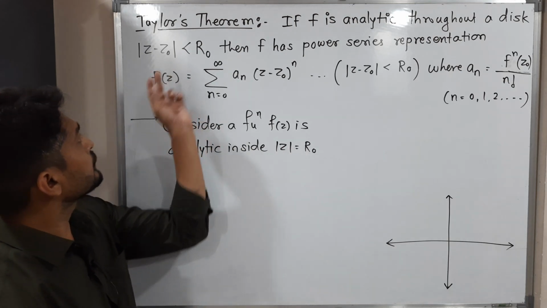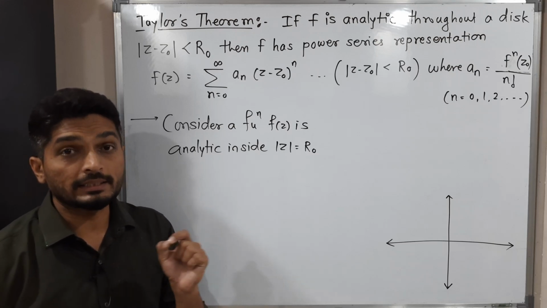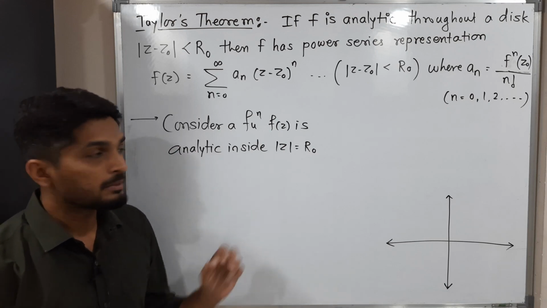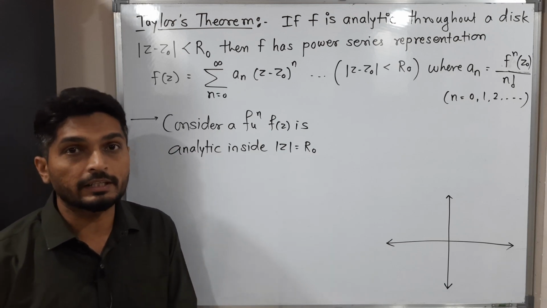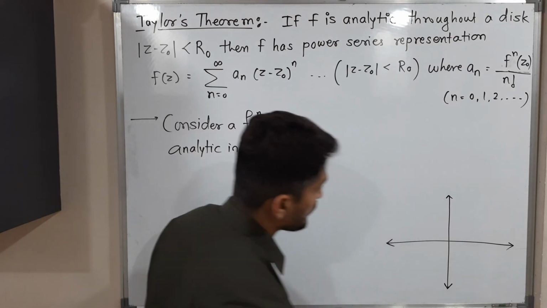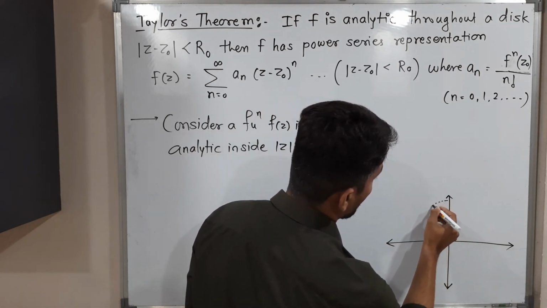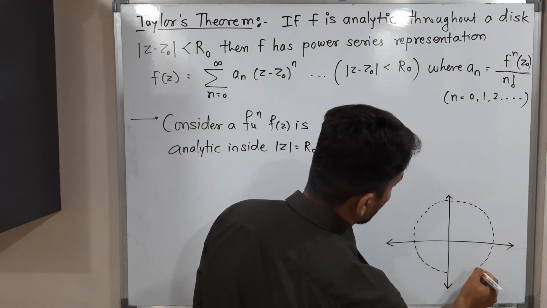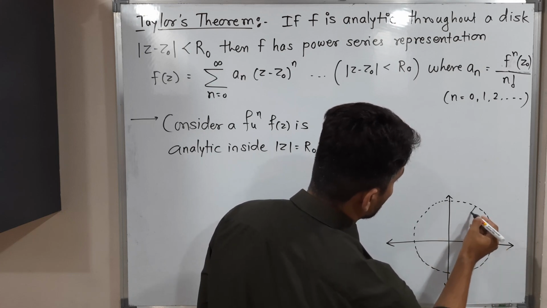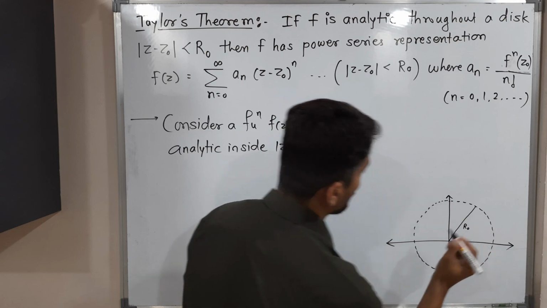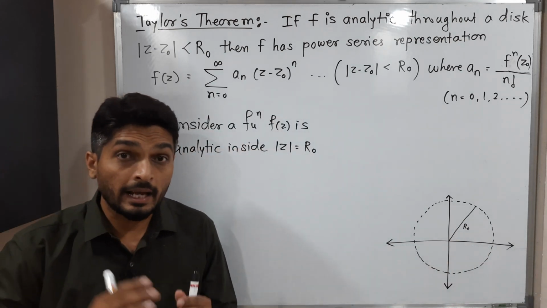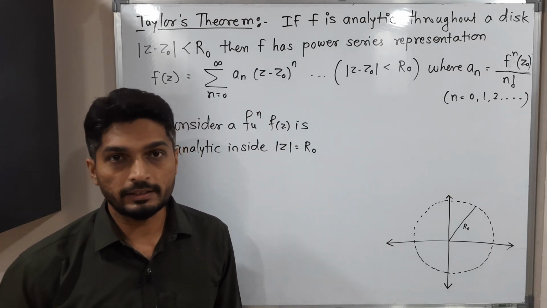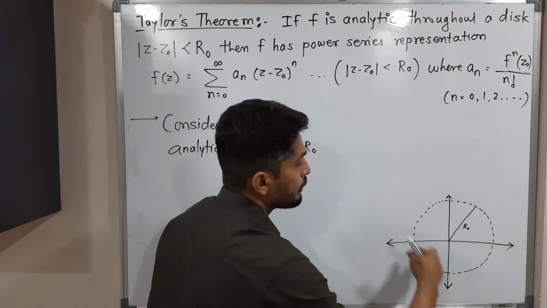Getting? So here they have mentioned mod z minus z naught less than r naught. So that means interior part of a circle. So that's why we have clearly mentioned inside a circle. But here we have considered a circle with center origin. So let me show here. We have a circle like this, with center origin and radius r naught. So that function f of z is analytic inside this circle. They have mentioned it is analytic inside the circle. They have not mentioned anything about outside and on boundary.